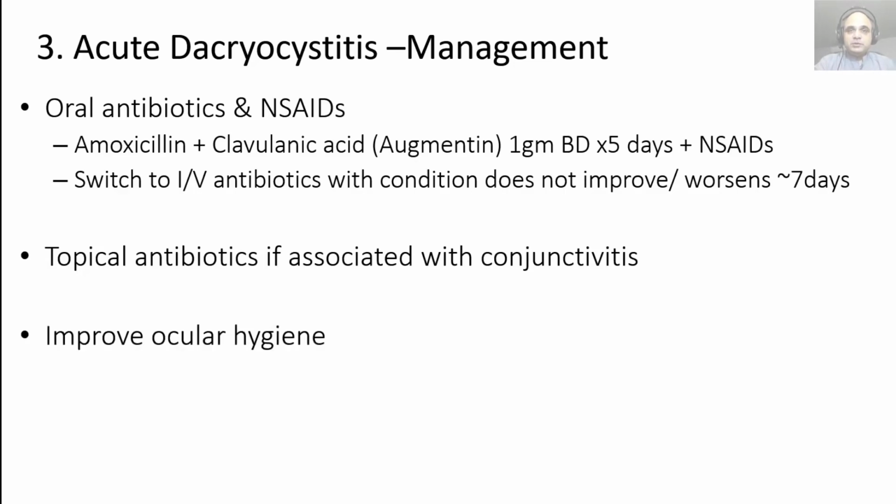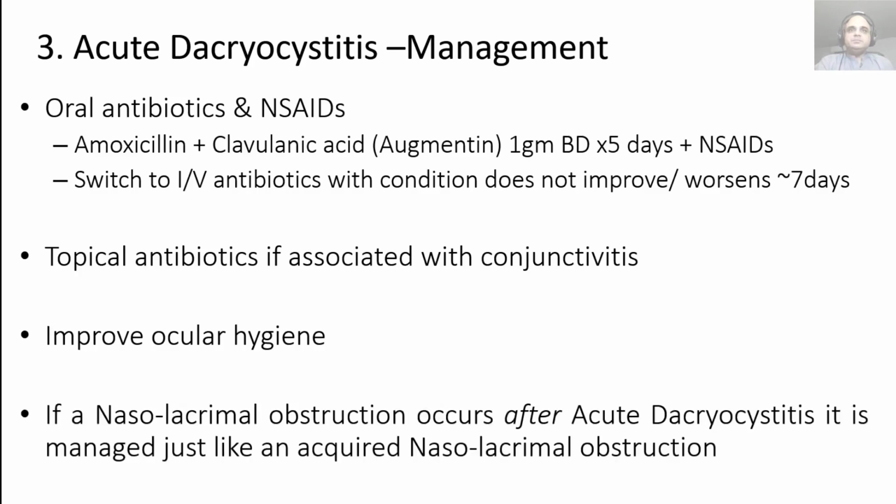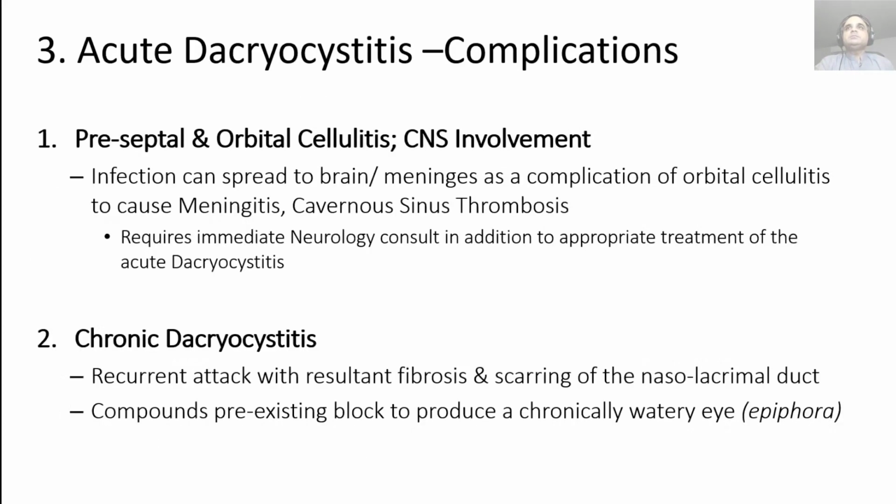The patient is supposed to be told and effectively communicated they need to improve their ocular hygiene, which would include using protective measures to prevent the eyes from getting dirty, glasses, masks, not touching their eyes with their hands when their hands are dirty. And if you do get a nasolacrimal duct obstruction after an acute dacryocystitis, after meaning once the attack is over, it's managed just like an acquired nasolacrimal duct obstruction that we did a few minutes ago. Try syringing, probing, and if that doesn't work, a DCR.